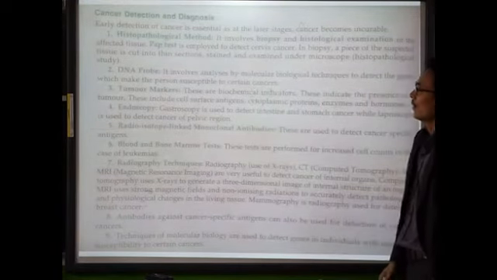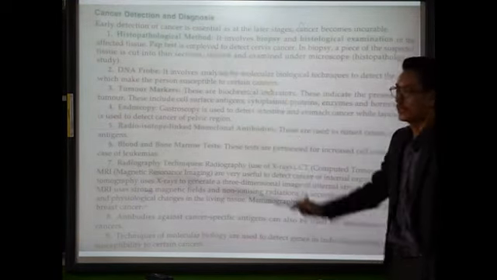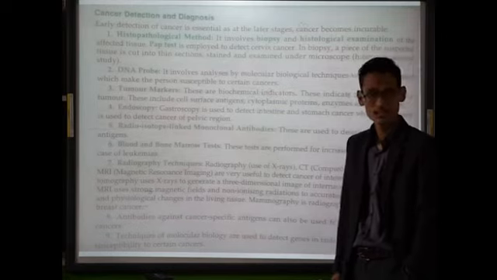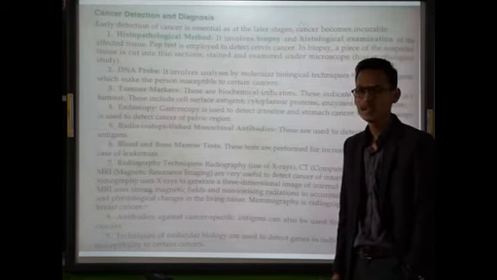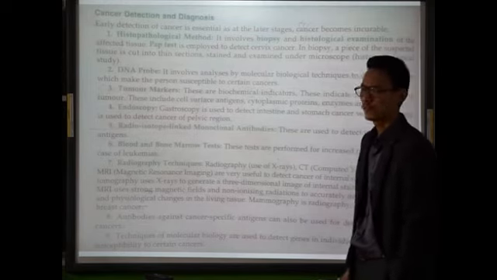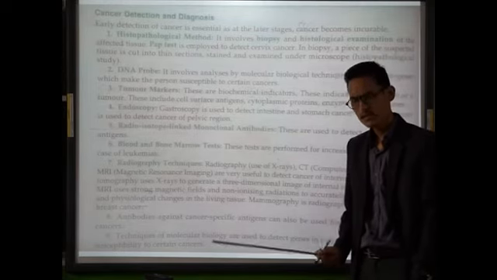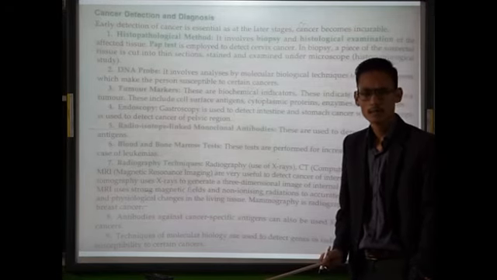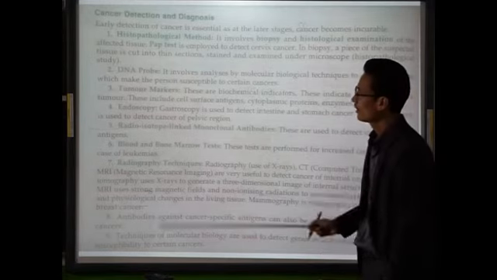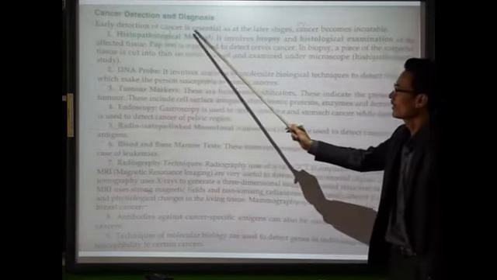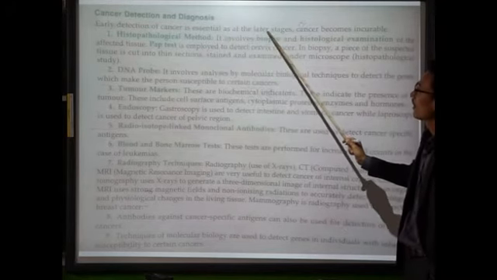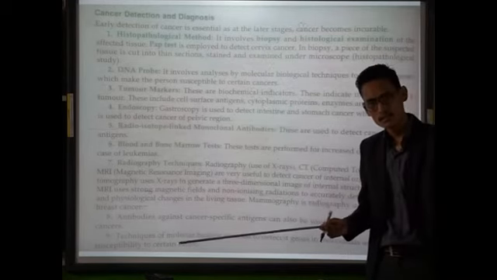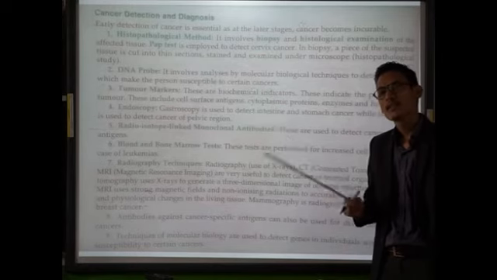Now, early detection and diagnosis. Detection of cancerous cells has to be done at the earliest stage, because if it is diagnosed at a later stage, it will be very difficult to treat properly. So diagnosis of cancer must be done early, so that proper treatment is available and it can be cured. Clear? Early detection of cancer is essential, as at a later stage cancer becomes incurable. Whenever it is detected at a later stage, it cannot be cured.